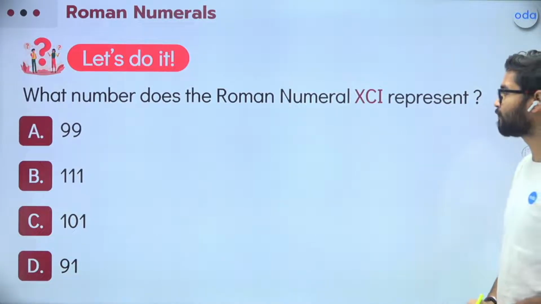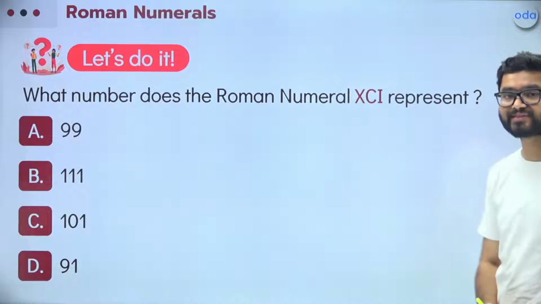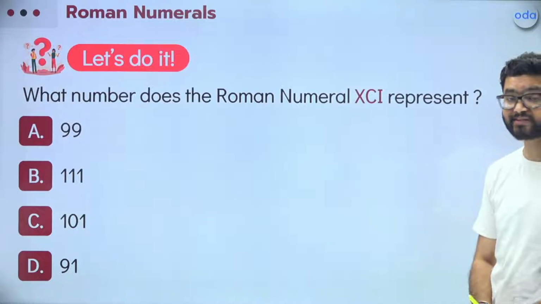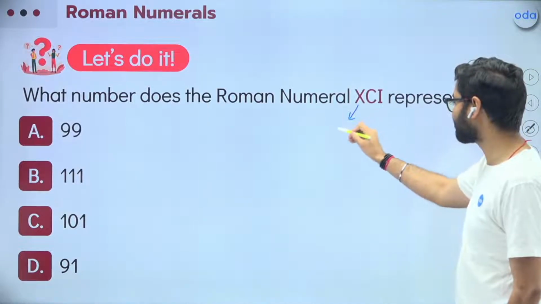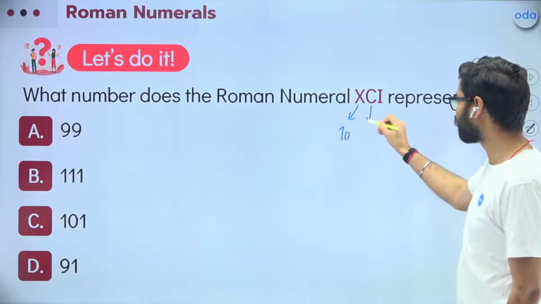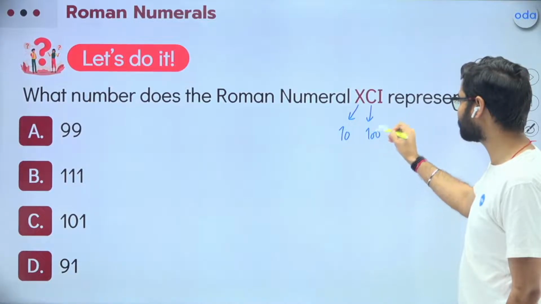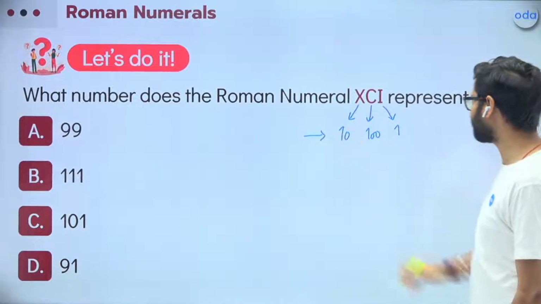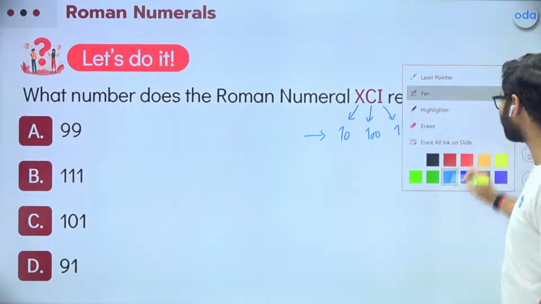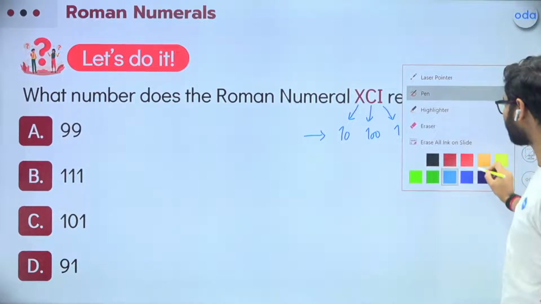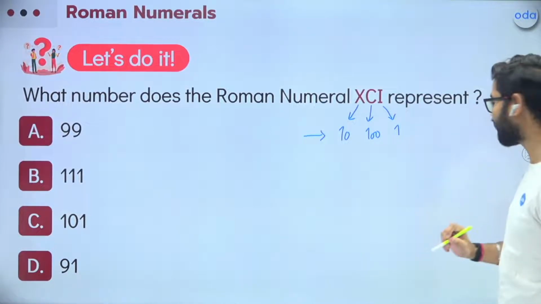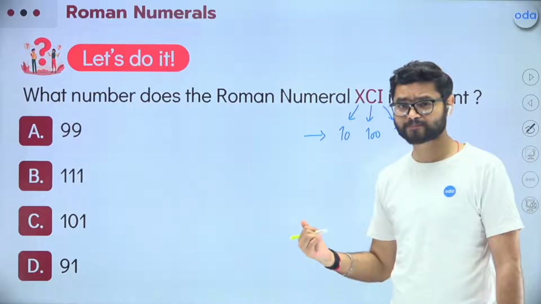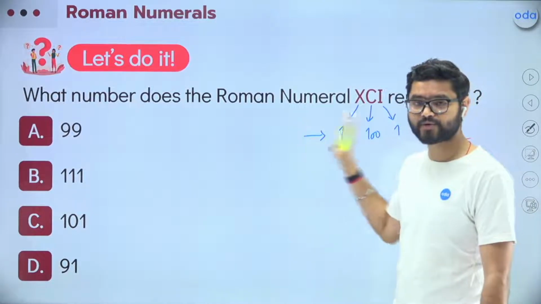Let's have one more question. XCI. What number does the Roman numeral XCI represent? X is 10, C is 100, and I is 1. Let's start from here. We have smaller value on the left, bigger on the right. Can you guys tell me what I have to do? I just kind of forgot that. Can you help me? Smaller on the left, bigger on the right.